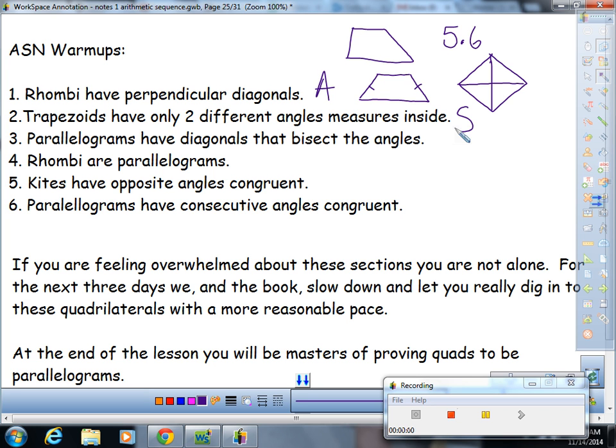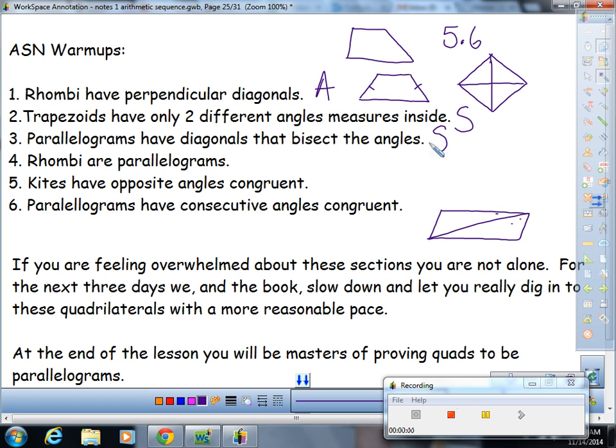Parallelograms have diagonals that bisect the angles. Well, a typical parallelogram, I won't even draw that typical of one, kind of a long one. Does this angle look equal to that angle? No way, no way. Okay? What if that parallelogram looked like a rhombus? So what's our answer? Sometimes.